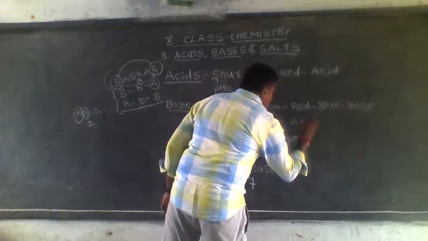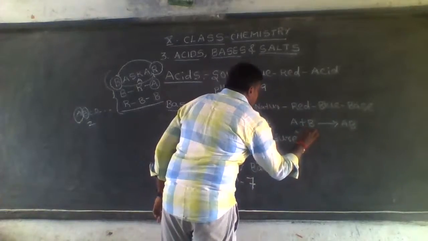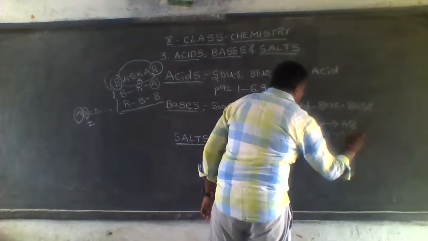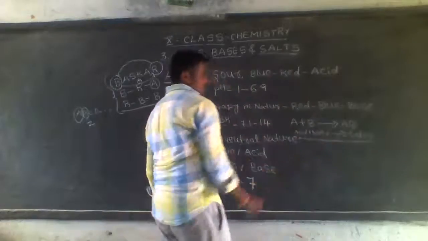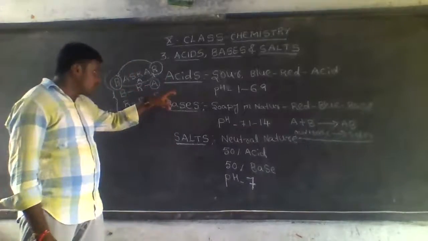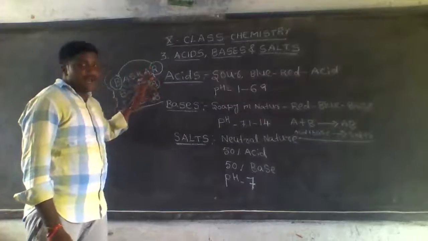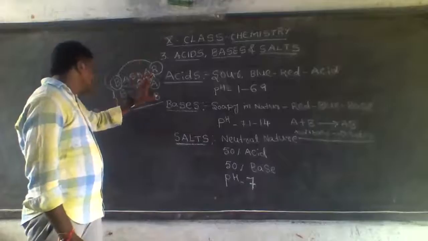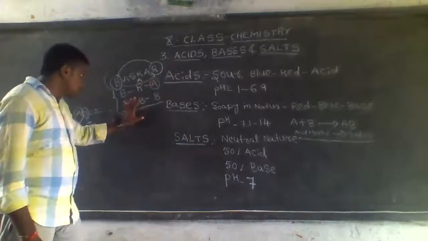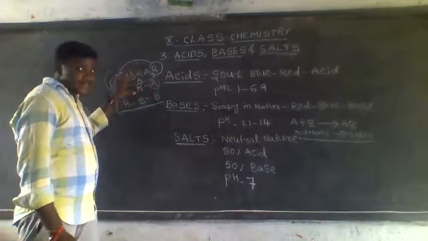A plus B equals AB. Acid plus base. Acid reacts with the base. AB means salt, so both are mixing: acid, base, plus salt. So these are the indicators, to identify what is the acid and what is the base. Two types of indicators are there: red litmus and blue litmus. Blue litmus paper converts into red litmus, so you identify that the given solution is an acid. If red litmus paper converts into blue litmus, you identify that the given unknown solution is a base. So this is the chemical indicator.